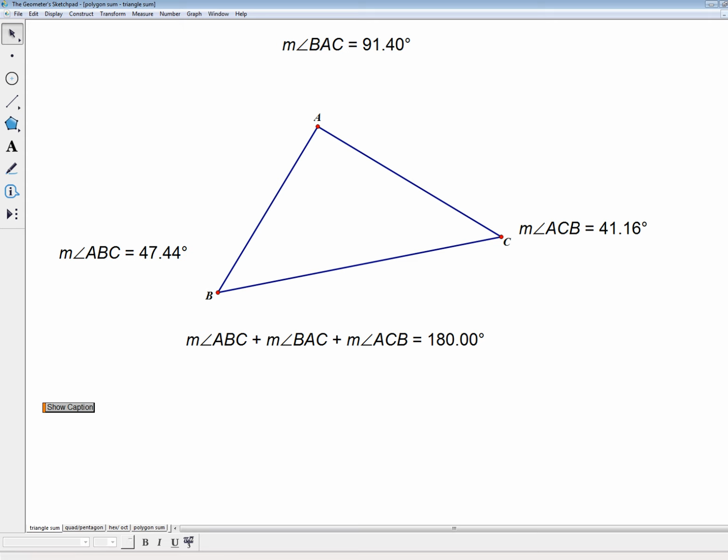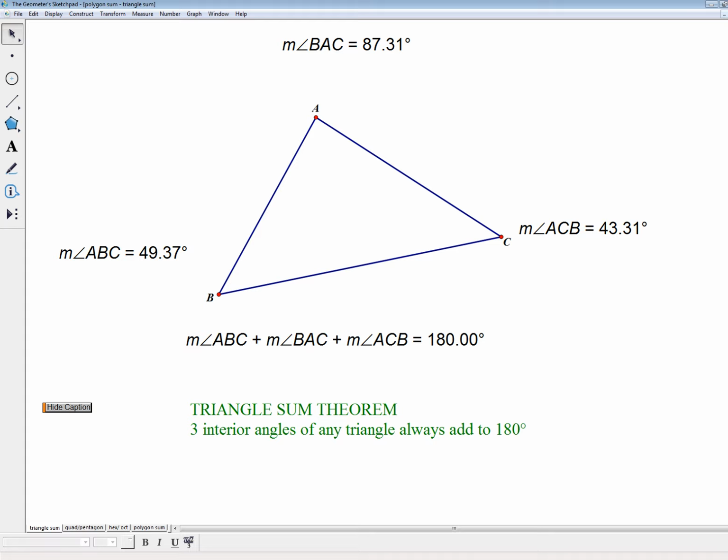Very important number. No matter how we change or manipulate this triangle, the three angles always add to 180, and this is called our triangle sum theorem. The three interior angles of a triangle always add to 180. Alright, that's one to remember.